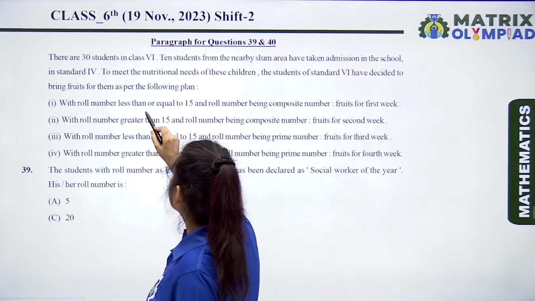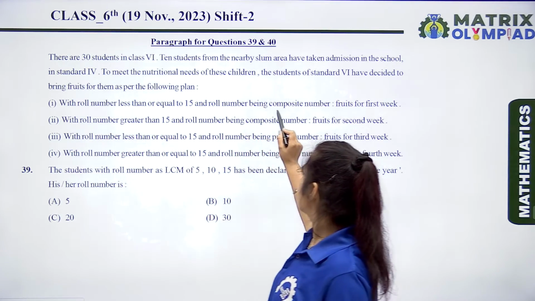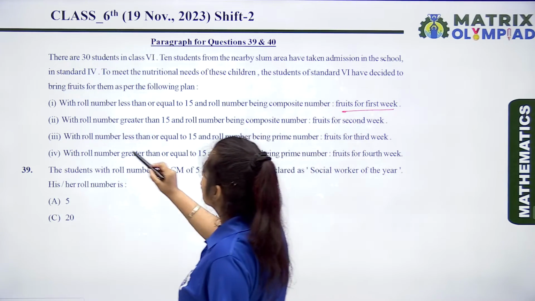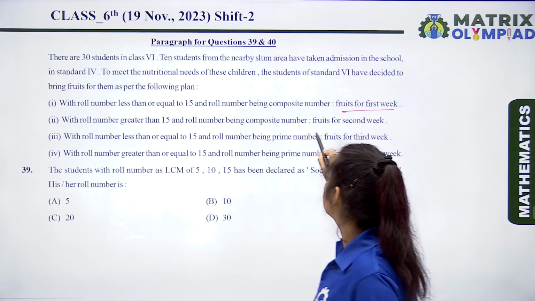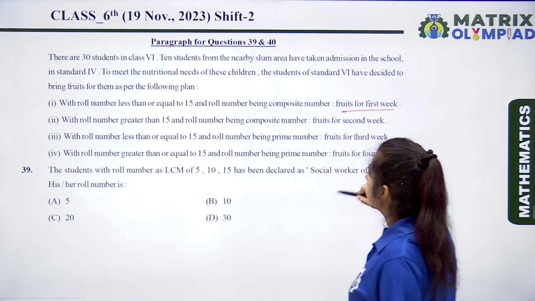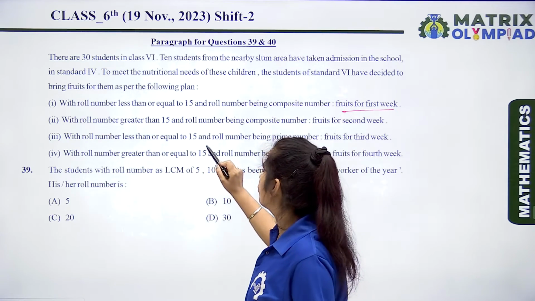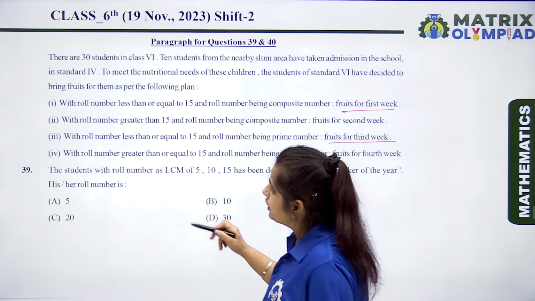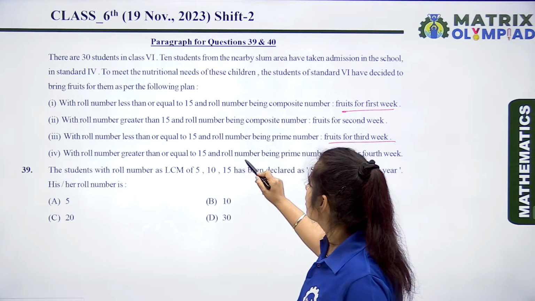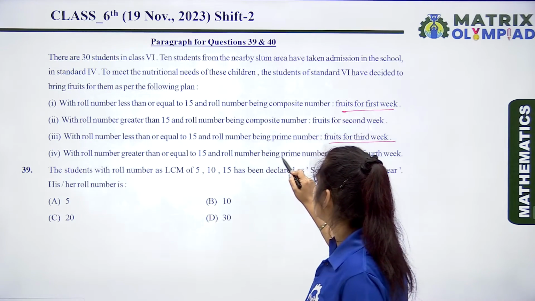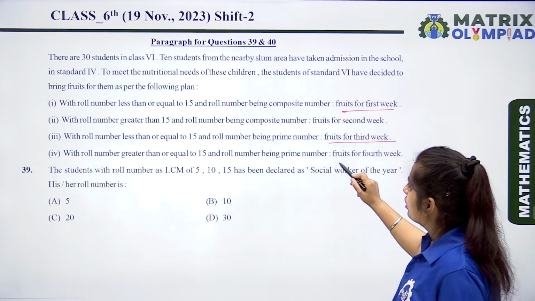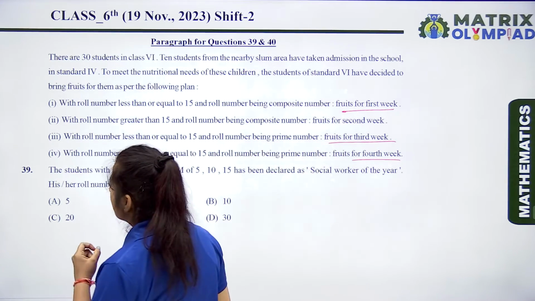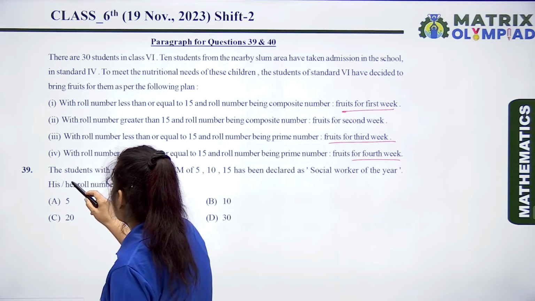With roll number less than or equal to 15 and roll number being composite numbers, fruits for the first week. With roll number greater than 15 and roll number being composite numbers, fruits for the second week. With roll number less than or equal to 15 and roll number being prime numbers, fruits for the third week. With roll number greater than or equal to 15 and roll number being prime numbers, fruits for the fourth week. So here the information is given to us. Now let's read what is asked in question number 39.